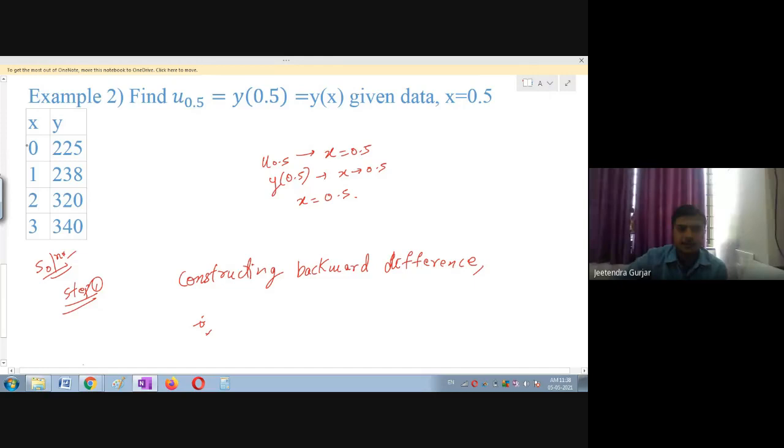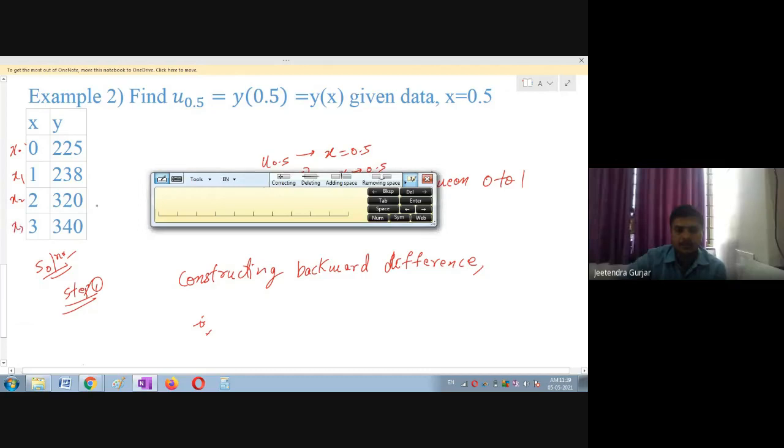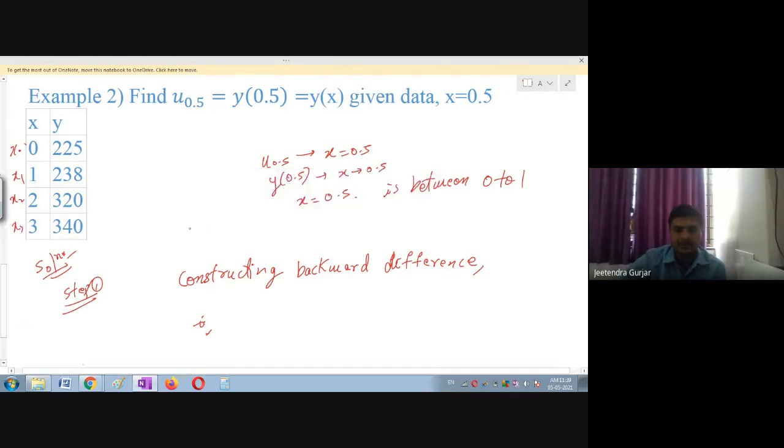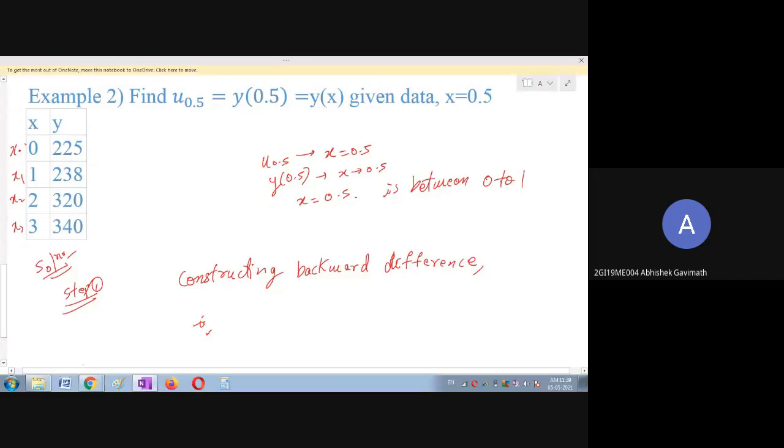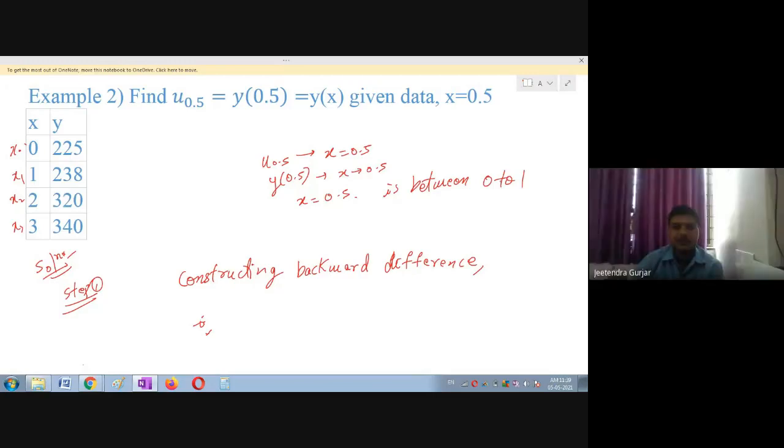See here, X is between. Please remember this. X is between 0 to 1, right? Here we have x naught, x1, x2, and this is x3. Okay, fine. So this is between 0 to 1. 0.5 is between 0 and 1. And is it above or below? Above, sir. I said below, that minus. It's between 0 and 1, okay, sir.